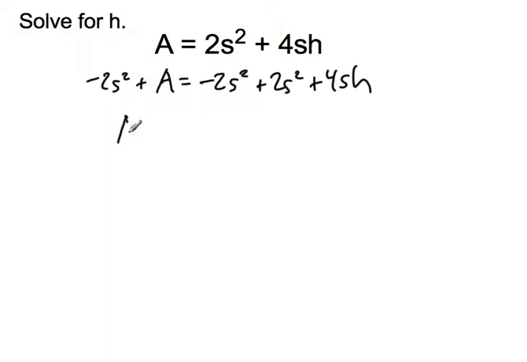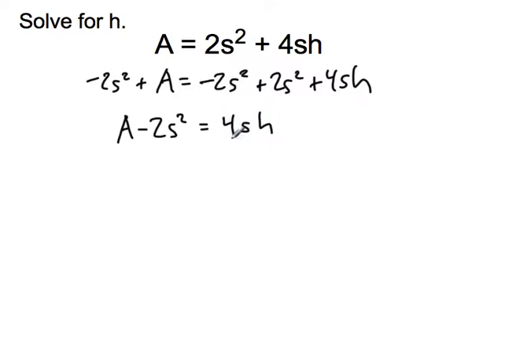Doesn't matter. To make it look pretty, I'm going to write it like this. And then this side is 0 plus 4sh, or just 4sh. All right, we now see 4s is a coefficient of h. We need to get rid of the 4s.